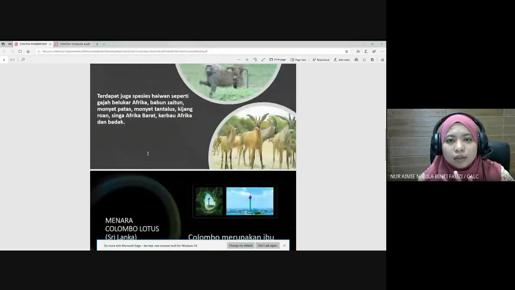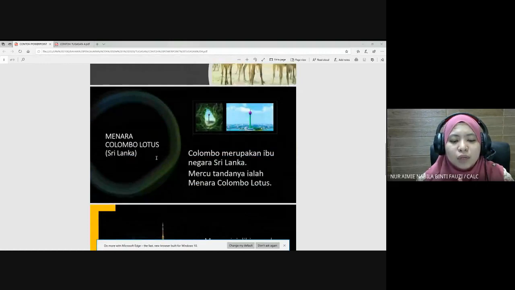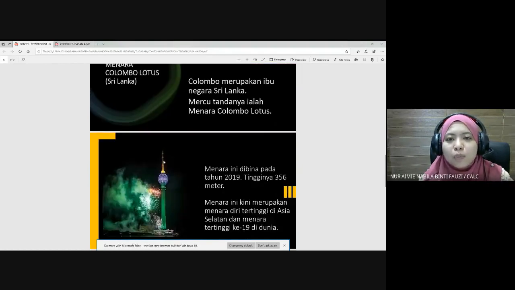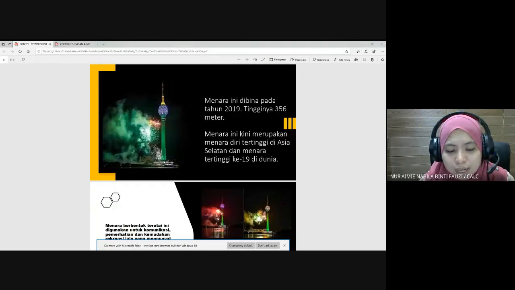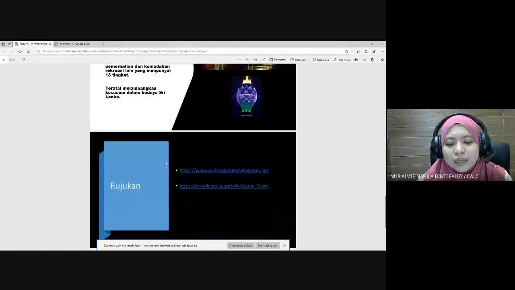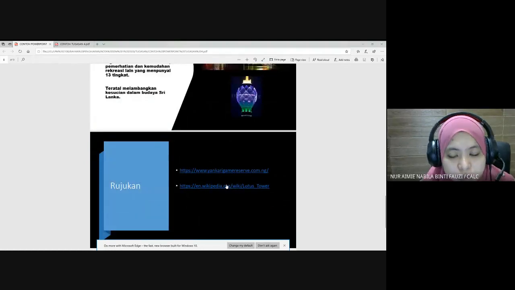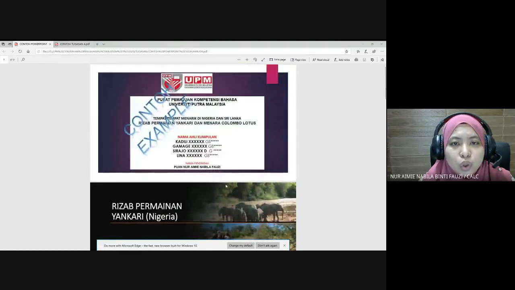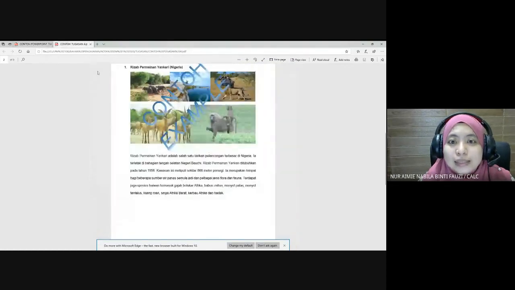Then the next couple will move to the Menara Colombo Lotus. Maybe you are going to present the first 2 or 3, and the last pair will present the last 2 lines. Then you can show me any pictures and you can put references if you want to. So this is how you do your assignment, and this is the example.